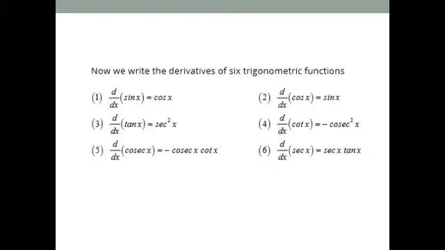Now all six derivatives: the derivative of sin is cos x, the derivative of cos is minus sin, the derivative of tan is secant square, the derivative of cot is minus cosecant square, the derivative of cosecant is minus cosecant cot, and the derivative of secant is secant and tan. All the functions which start with c, their derivative is negative.